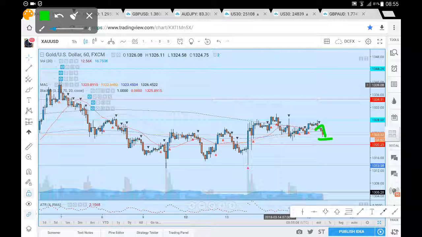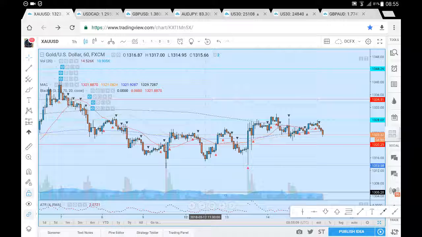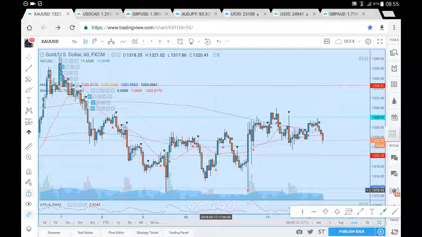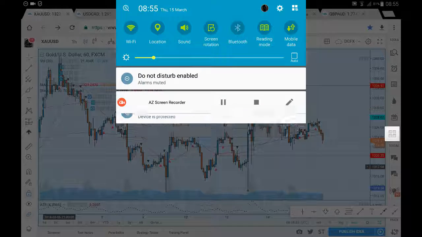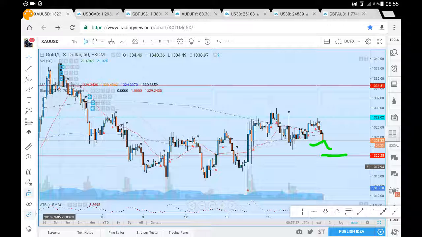If, however, we aren't able to hold support at the 1322, I would be looking for prices to head down towards the 1320.25. It has been a major level of support and resistance in the past, so we would be looking to see if we see buy side momentum take us back up towards that 1328.